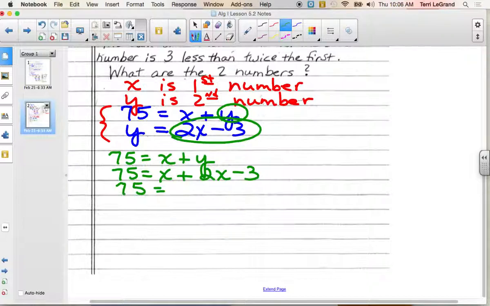So now we can simplify this. What does it simplify to? 3x minus 3. 3x, take away 3. Okay, go ahead and solve and find both of these numbers. You know what to do.